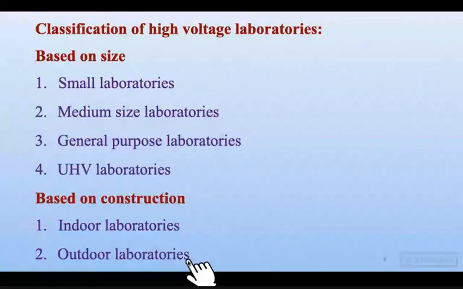Naturally, as we study the subject, you will realize that due to the variation in the atmospheric conditions, the results obtained from testing in outdoor laboratories are subject to variation. Because atmospheric conditions keep changing, the moisture, the humidity, the temperature. These conditions continuously change and affect the air density.